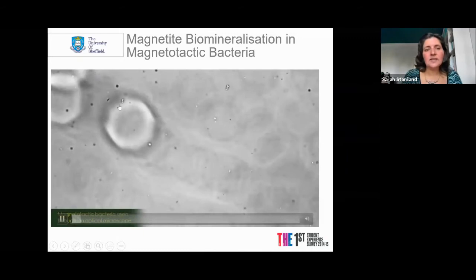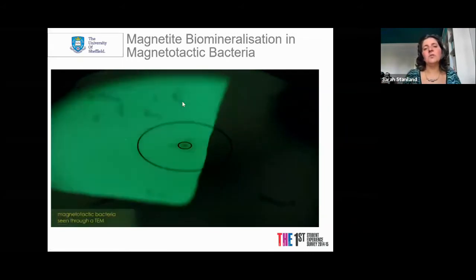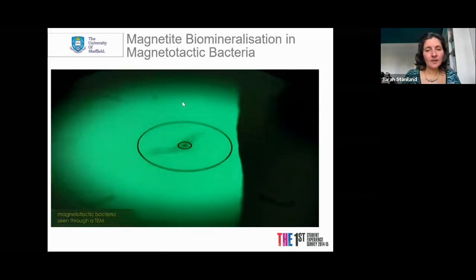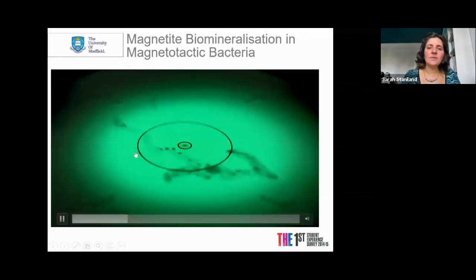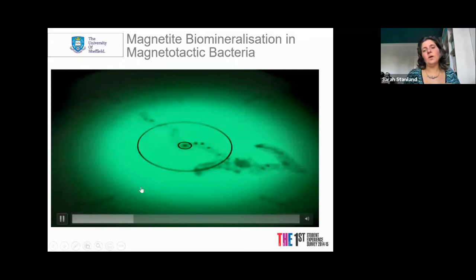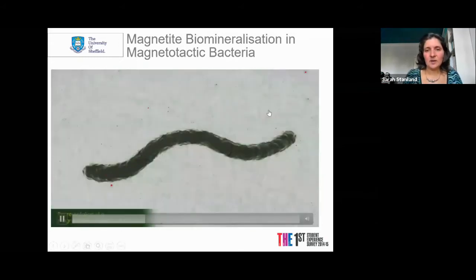So you can see these are spirilla, moving in a corkscrew-like manner. They're pointing all there, and then they've turned to go down and now across, because they turn and move with a magnetic field. As you can imagine, that is because they take an ion from the environment and biomineralize it in that row of particles you can see within their cell.